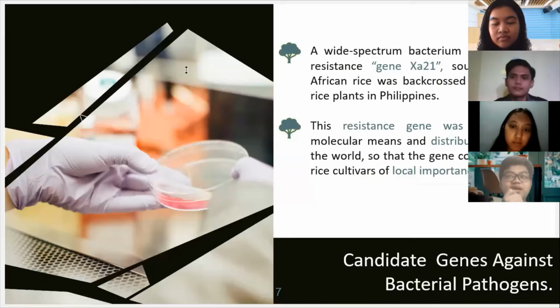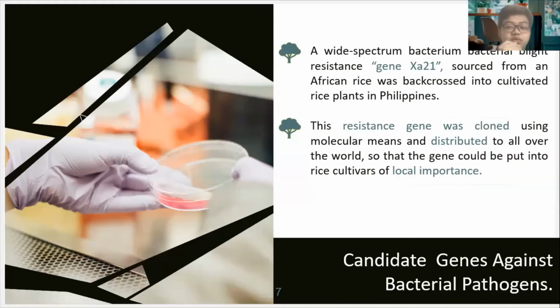Okay, the next one is candidate genes against bacterial pathogens. This is one example of candidate genes. A wide spectrum bacterial blight resistance gene called Xa21, sourced from an African rice, was backcrossed into cultivated rice plants in the Philippines. This resistance gene was cloned using molecular means and distributed all over the world so that the gene could be put into rice cultivars of local importance.